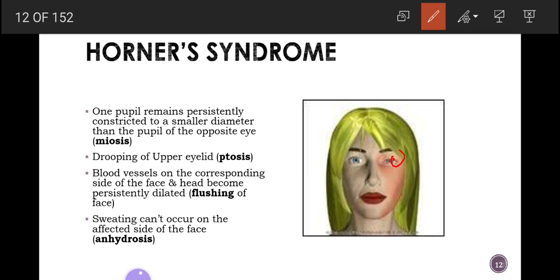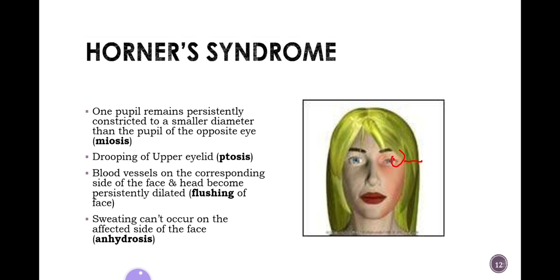Drooping of the upper eyelid, known as ptosis. Blood vessels on the corresponding side of the face and head become persistently dilated, that is flushing of the face. Sweating cannot occur on the affected side of the face, that is known as anhidrosis. So what are the features of Horner syndrome? Miosis, ptosis, flushing of the face and anhidrosis.